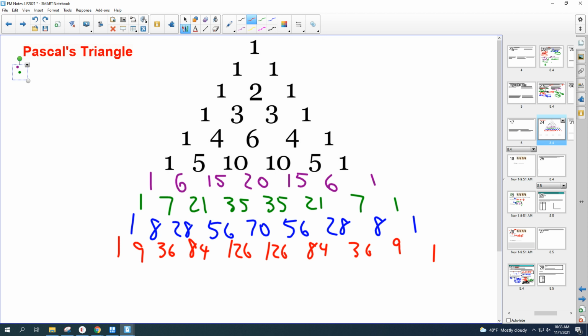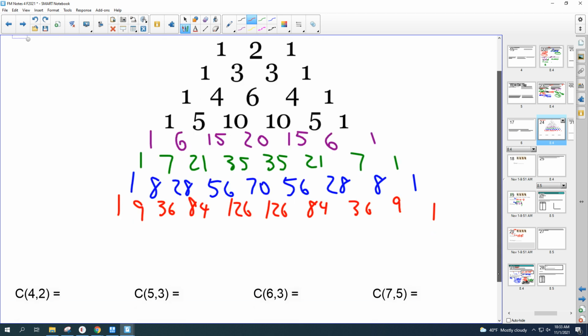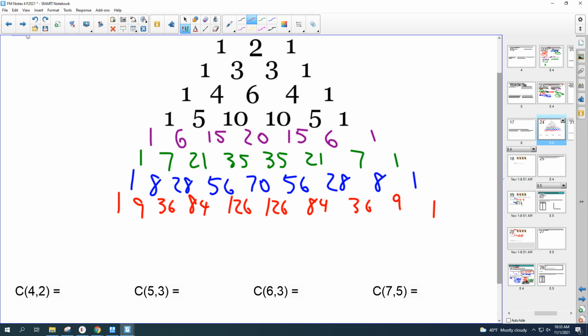So that's how you make it, but you probably didn't realize how many different applications it has to probability and stuff. You can use Pascal's triangle to do a whole bunch of combinations. I would rather use a calculator, honestly, because I don't want to have to rebuild this triangle every time I've got a problem. But 4 choose 2 is in the triangle.